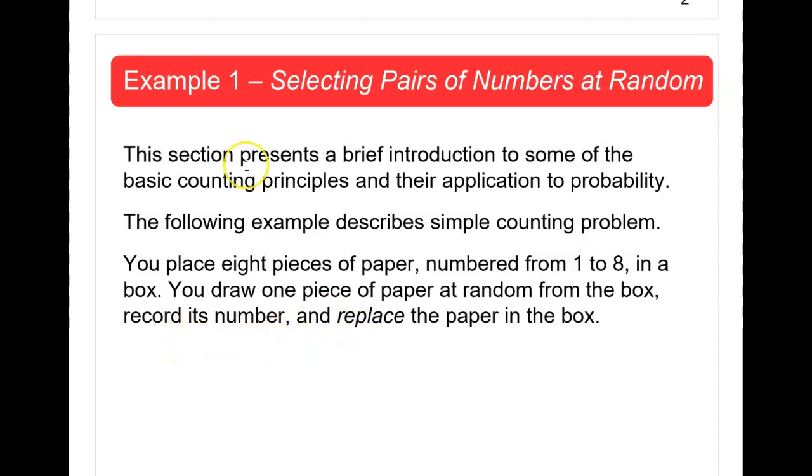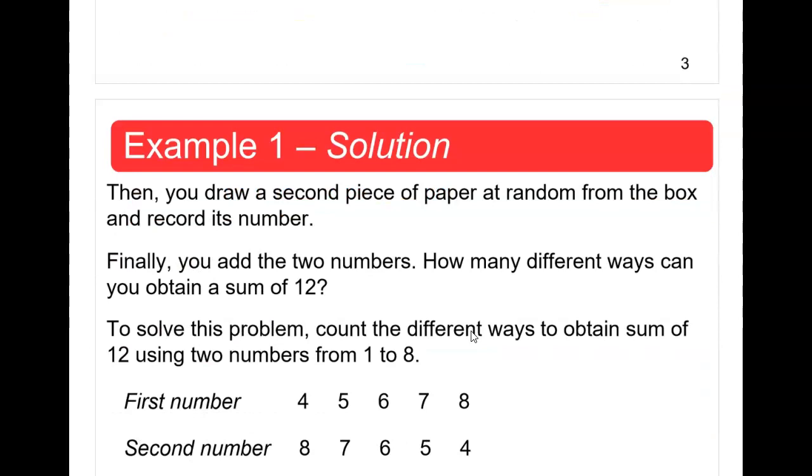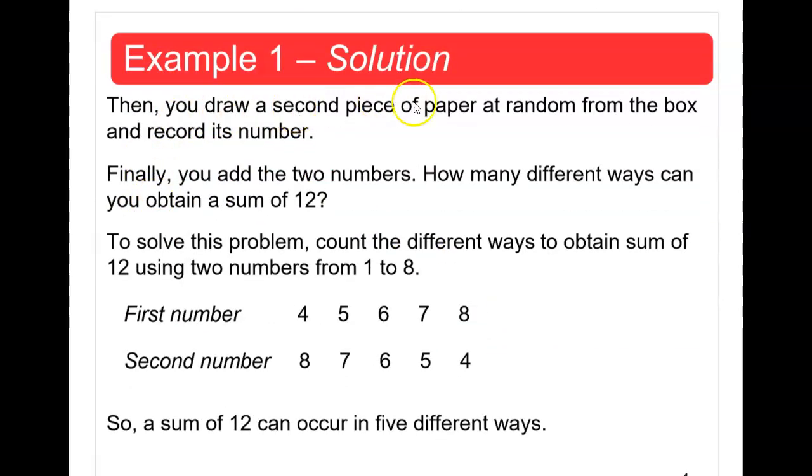So for example 1, you place 8 pieces of paper, numbered 1 through 8, in a box. You draw one piece of paper at random from the box, record its number, and replace the paper in the box. So in this type of problem, where we see the word replace, that will be very important. You may also see with replacement or without replacement. So I'm going to continue reading. Then you draw a second piece of paper at random from the box and record its number.